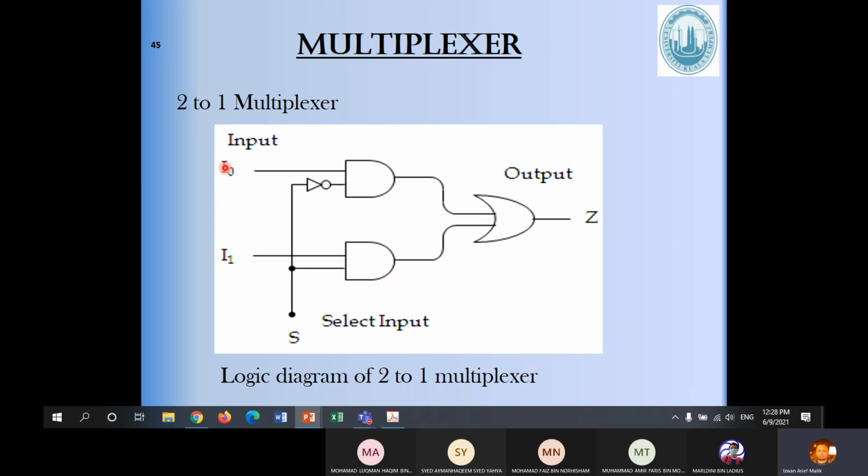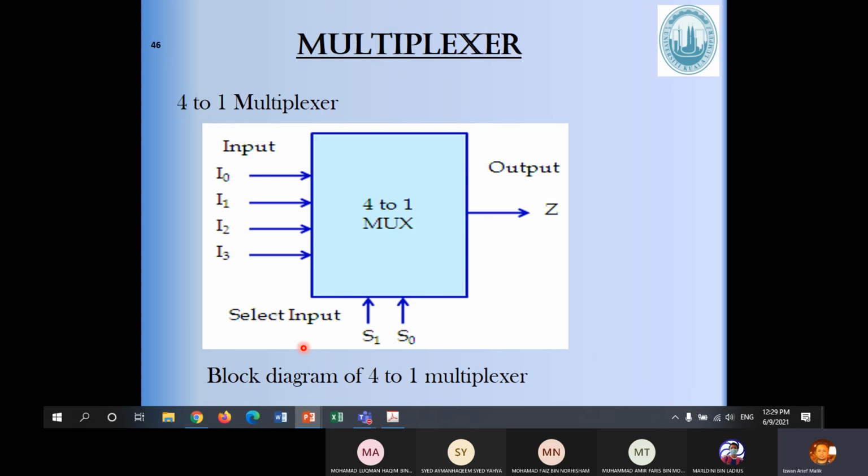The first AND gate is connected to the input I0 and the select input which is inverted. The second AND gate takes I1 with the select input which is not inverted, yang tak di notkan. Then both outputs of the AND gates become the inputs of the 2-input OR gate, and the output of the OR gate becomes the output of the whole circuit. So inputs I0, I1, output is Z, S is the selector.